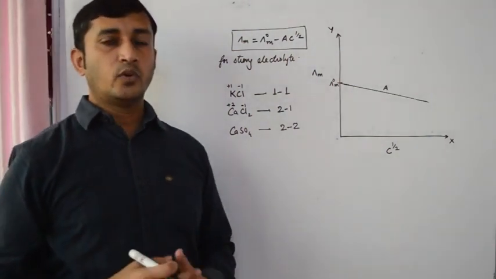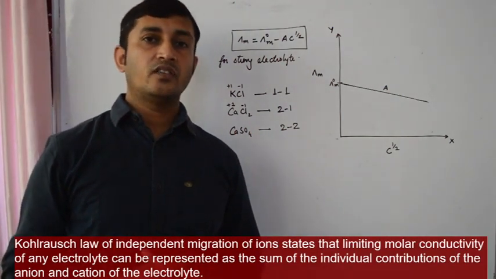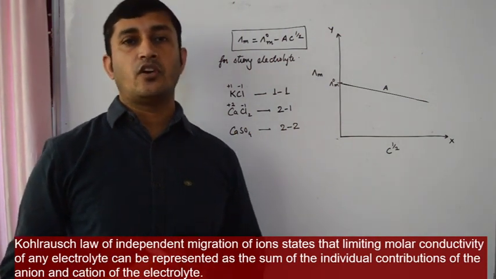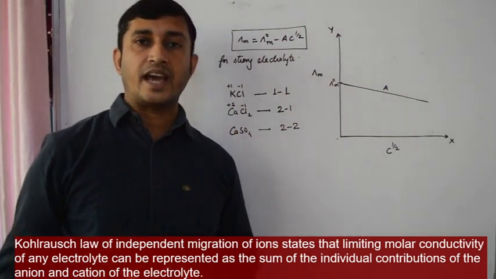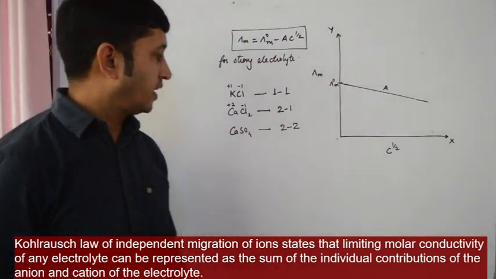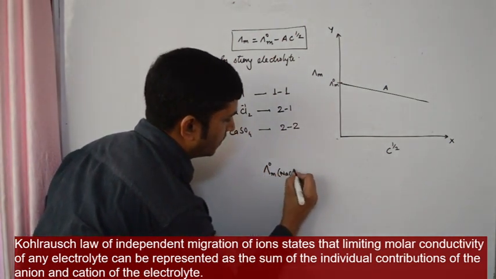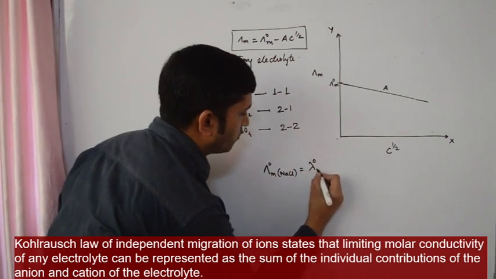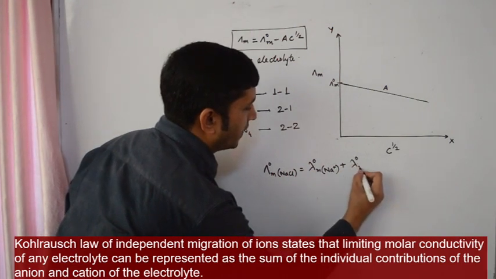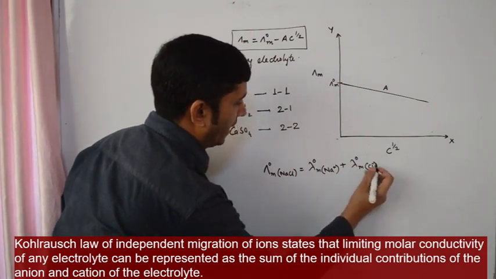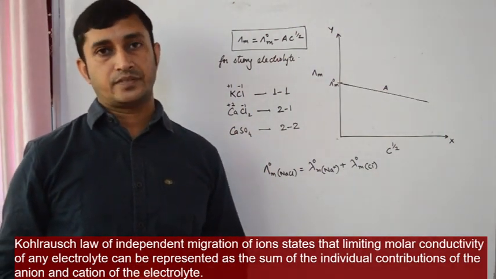Kohlrausch gave a law known as Kohlrausch law of independent migration of ions. According to this law, the limiting molar conductivity of any electrolyte is equal to the sum of individual contributions of its cations and anions. For example, limiting molar conductivity of NaCl will be equal to the sum of limiting molar conductivity of sodium ion and the limiting molar conductivity of chloride ion. So this law is known as law of independent migration of ions.